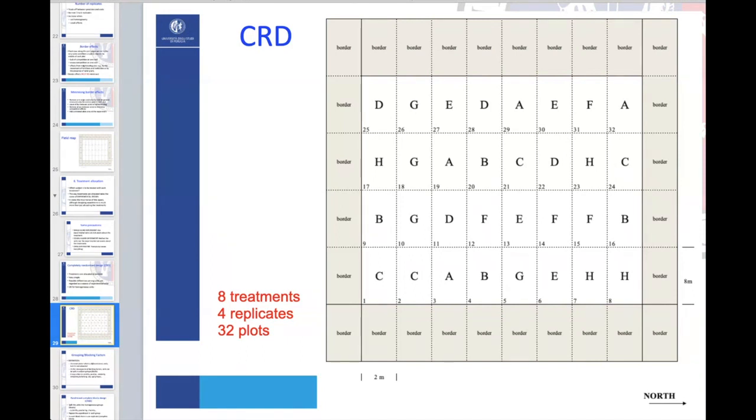So you need to make sure you understand the advantages and disadvantages of completely randomized designs.